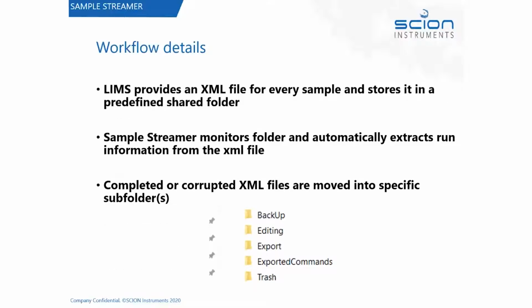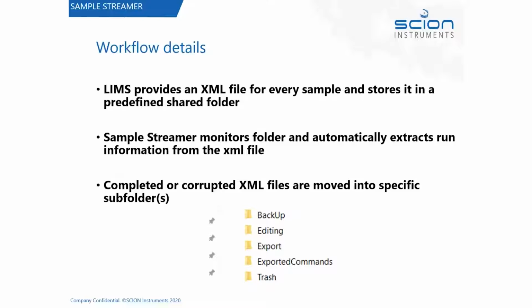So the LIMS provides an XML file for every sample. That's how it communicates. It determines what sample is going to be run. It sends an XML file. Sample streamer monitors for that file and extracts the information.